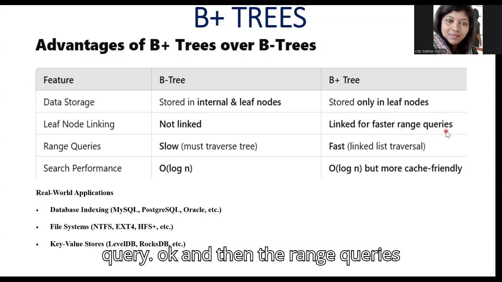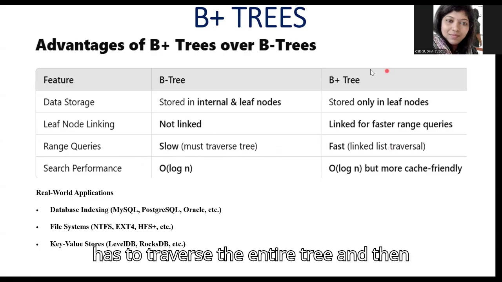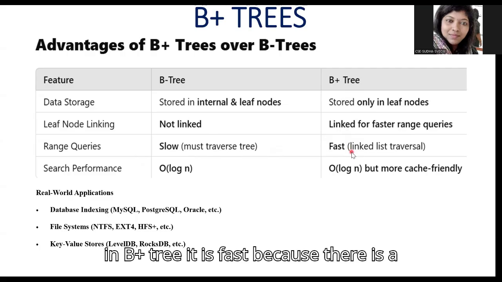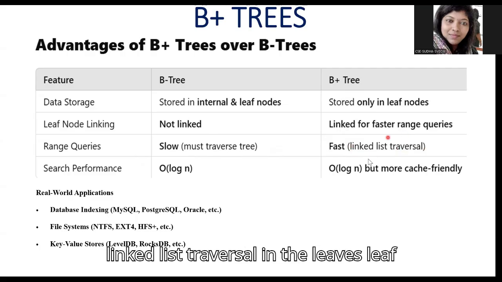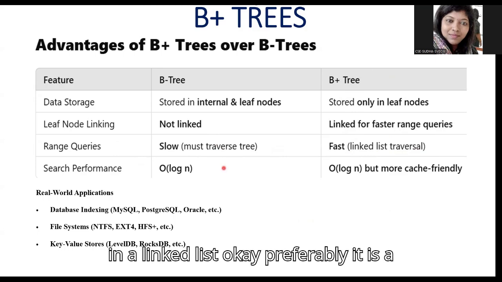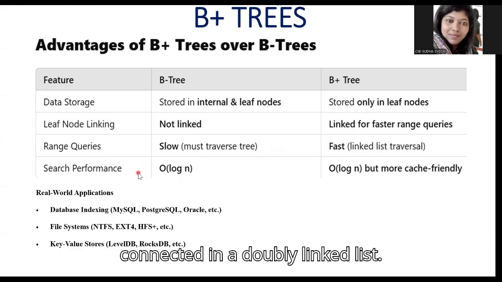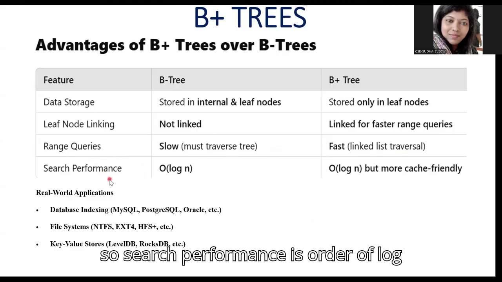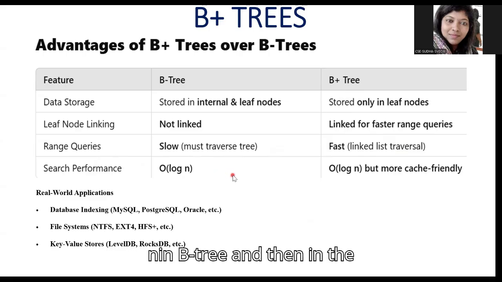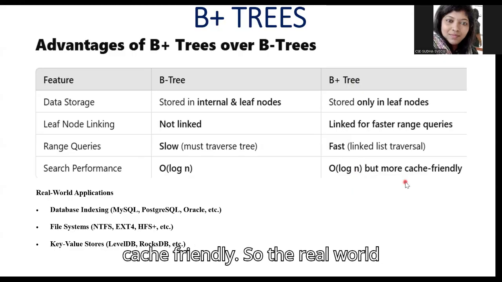Range queries are slow in B Trees because they have to traverse the entire tree. In a B+ Tree, it is fast because there is a linked list traversal in the leaf nodes. All the leaf nodes are connected in a linked list, preferably a doubly linked list. Search performance is O(log n) in a B Tree, and in the B+ Tree the search performance is also O(log n), but more cache friendly.